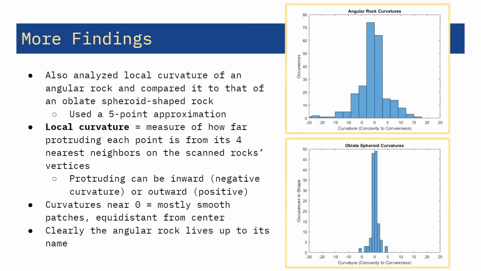We also analyzed the local curvature of just the angular rock and also one of the oblate spheroids. Not this one specifically, but this is a pretty good example. That's just a measure of how far protruding points are, how cornery points are, or how big of a dent it is. As you can see, this angular rock has a lot more points of high and low curvature and a much wider distribution than the one that's closer to a sphere, which makes sense because it's angular and has a lot of corners.